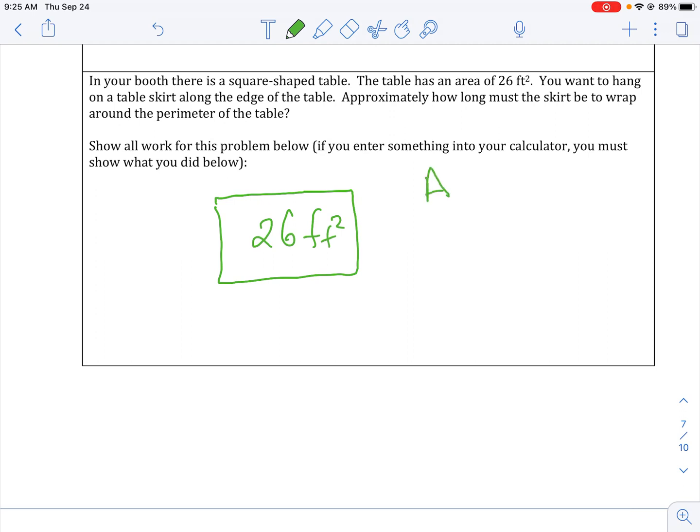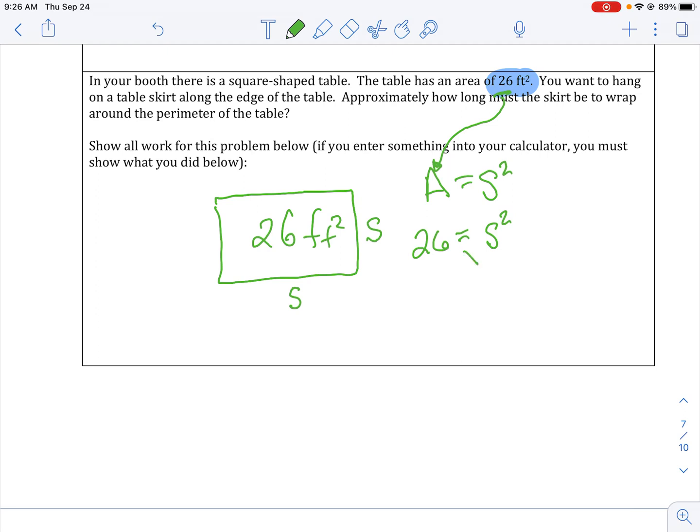So area of a square, first we need to find out the formula for area of a square. Area of a square is side squared, because all sides of a square are the same. So if one side is labeled S, the other side has to be labeled S. Area of a square is S times S, which is side squared. That will be the area of a square. Now it says in the question that the area is 26 feet squared. So I'm going to substitute 26 in for A. So I get 26 equals side squared.